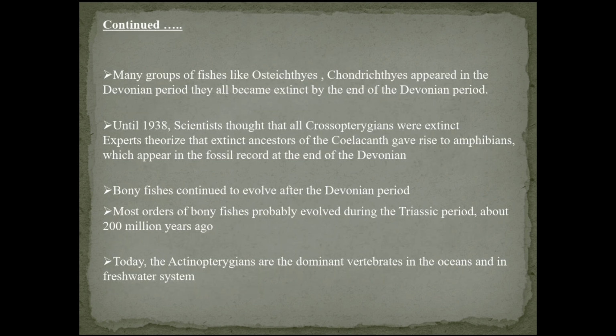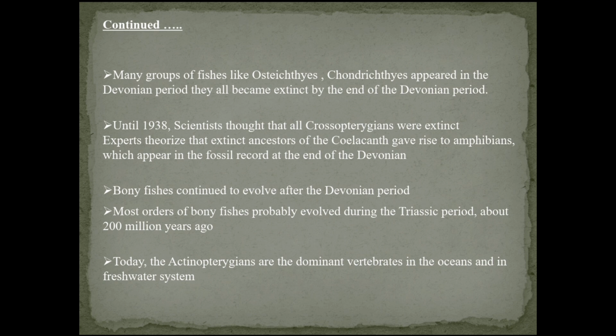Many groups of fishes like osteoichthyes and chondrichthyes appeared in the Devonian period, and many became extinct by the end of the Devonian period. Until 1938, scientists thought that all the Crossopterygians were extinct. This Crossopterygian is one of the orders of the osteoichthyes. I already told that. And experts' theories told of the extinct ancestors of the coelacanth.